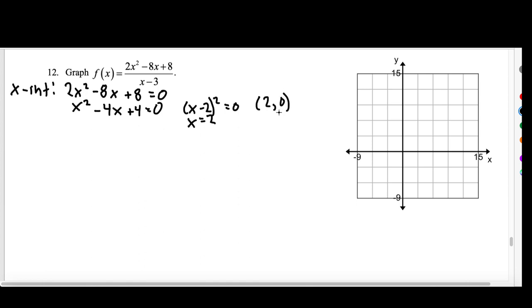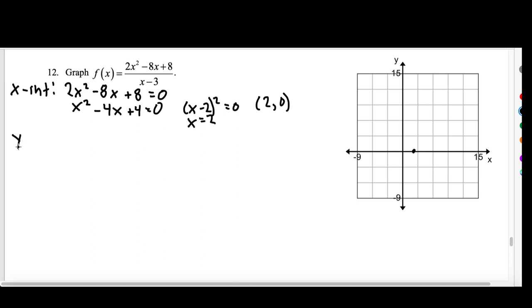Okay? So these are going 2, 4, 6, 8. So yeah, the way this is scaled, 2, 0, 3, 6, 9, 12. These are actually increments of 3, right? So 2, 0 is going to be right about there.